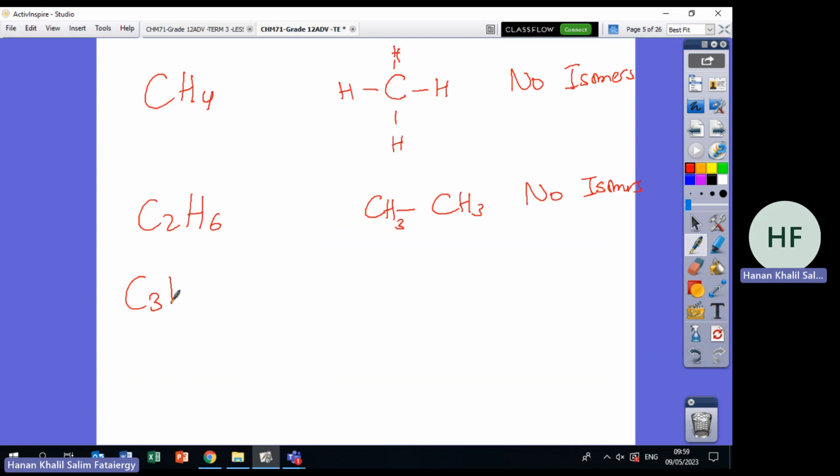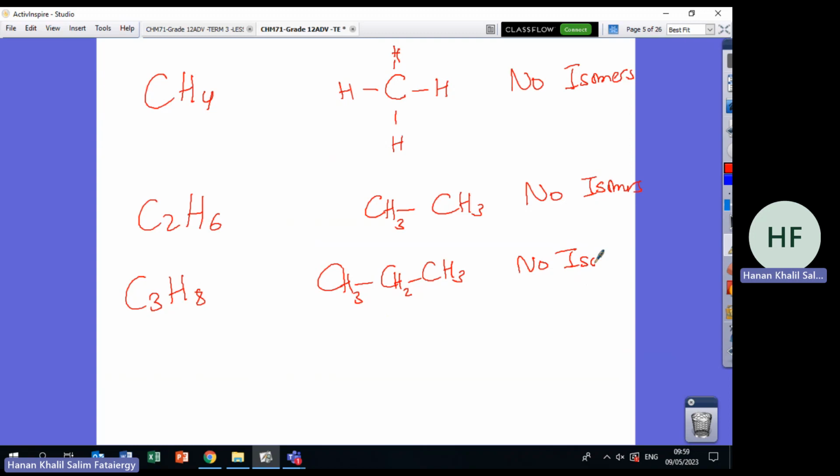If I say C3H8, okay, this is the first way to draw it. If somebody takes 1, 2 and makes the third one here, this is of course wrong, it is not allowed. We cannot put branches at the end. If somebody said 1, 2 and the third one will be here also, this is not something new. So C3 also has no isomers. Okay, the isomers start from C4H10.